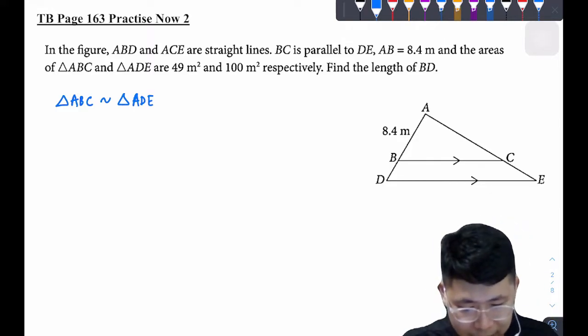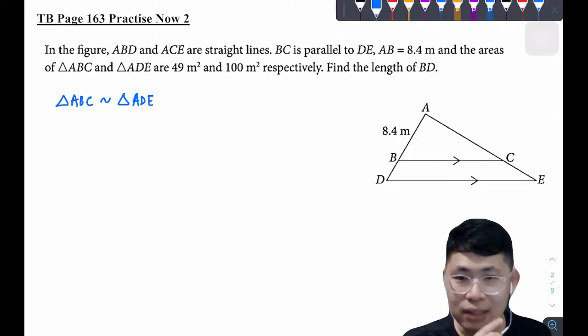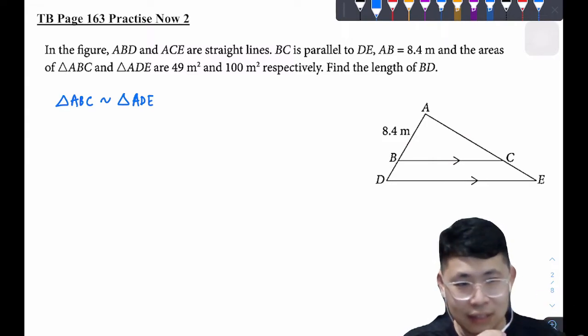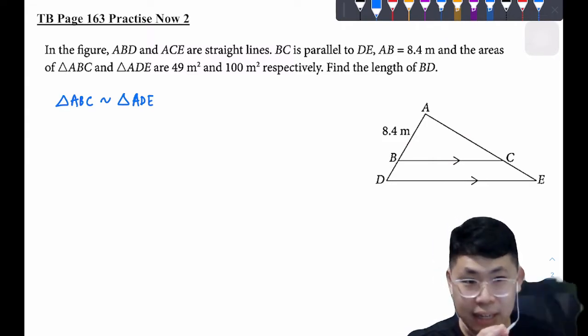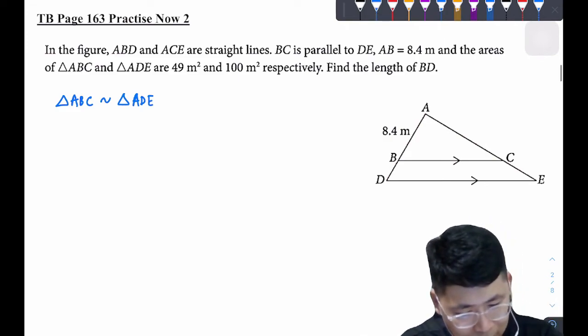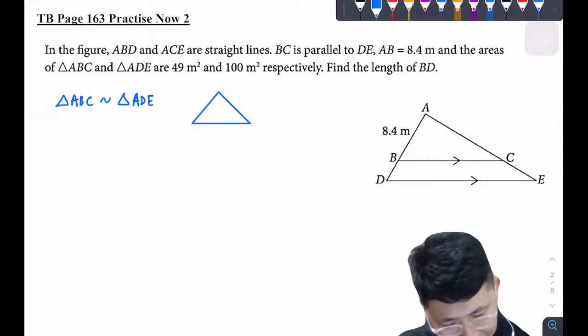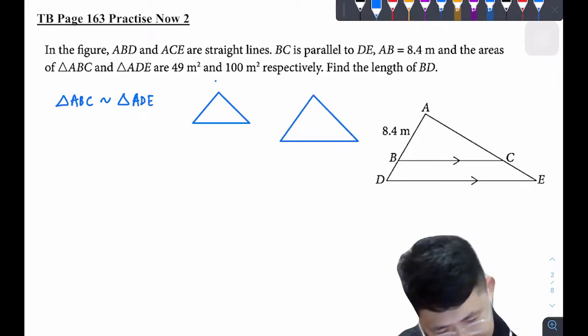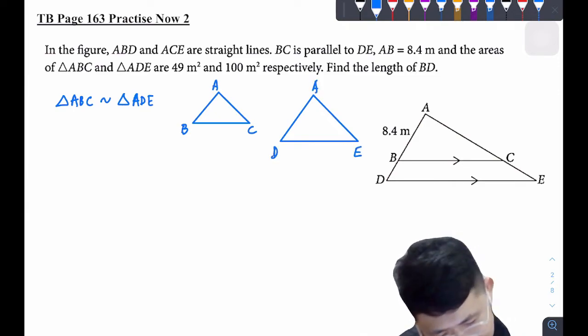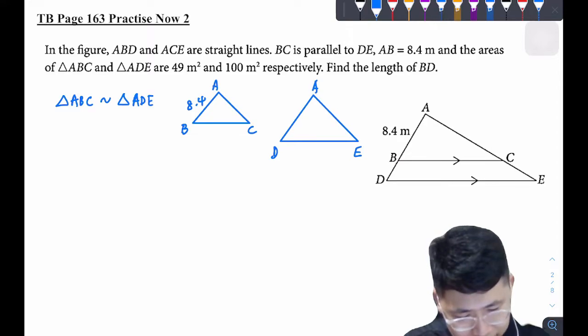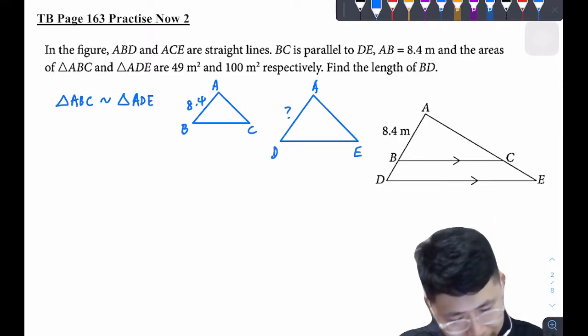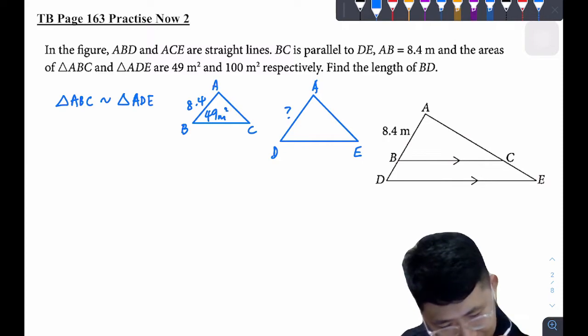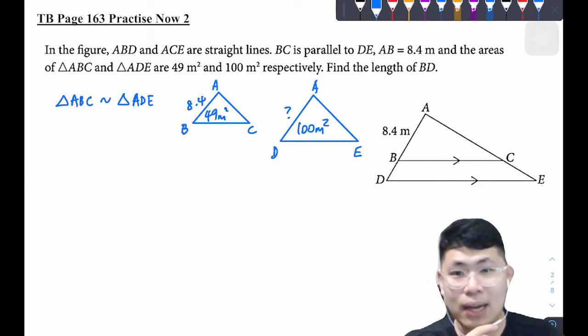Because of this, we can match the ratio of the length to the ratio of the area. So the ratio of the length first. I'm looking for BD, but the triangles I'm referring to are this one and this one. So AB, C, ADE. ABC, this is 8.4, this is the unknown one. And the area, this is 49 meters square, this one is 100 meters square.